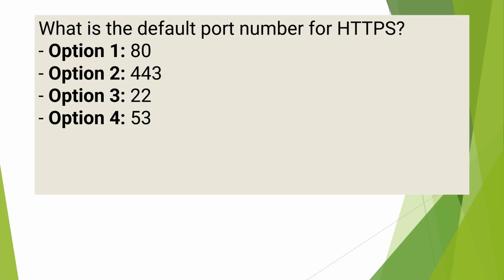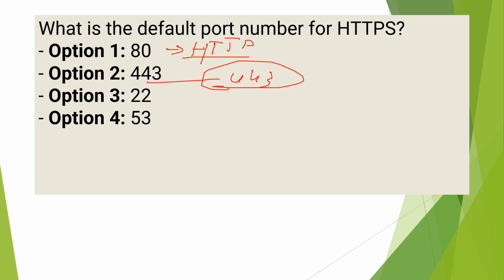The next question is what is the default port number, which I already told you. The default port for HTTPS is 443, so option 2 is correct. What is port 80? Anyone can guess which protocol has port number 80. Just now I told you, it is HTTP. Port 80 is the port number for HTTP.